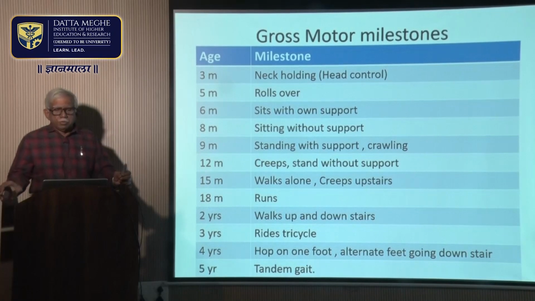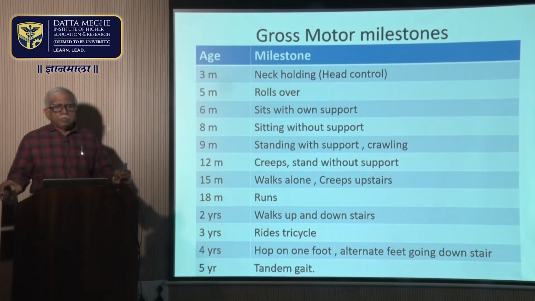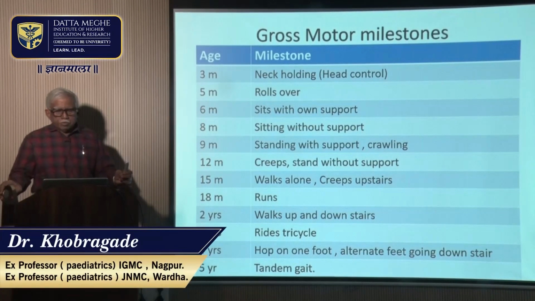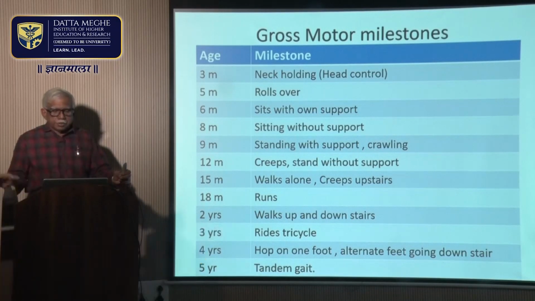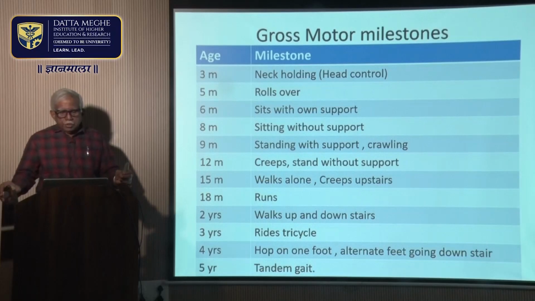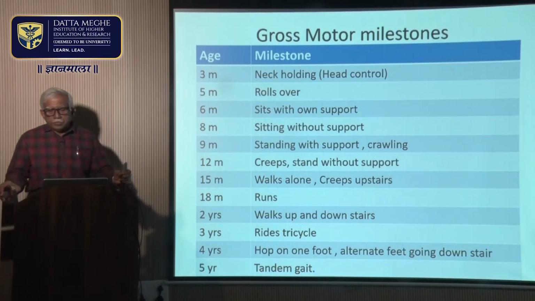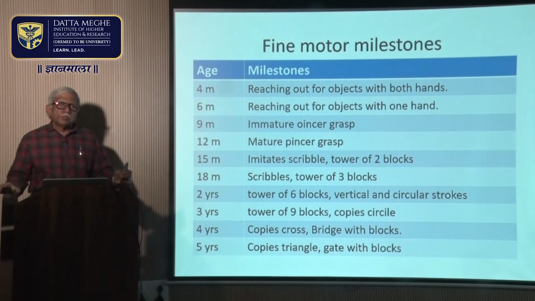At 15 months he walks alone, creeps upstairs. At 18 months he tries to run, walks upstairs and downstairs at 2 years of age. At 3 years he can ride a tricycle, and at 4 years he hops on one foot, alternate feet going downstairs, and at 5 years you get a tandem gait. So these are the gross motor milestones attained over a period of 5 years.